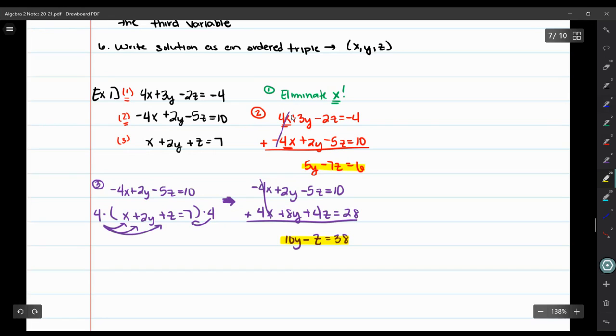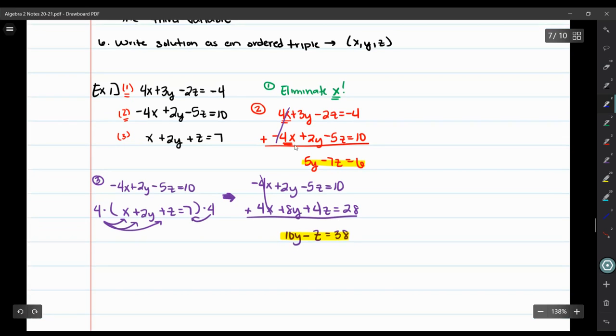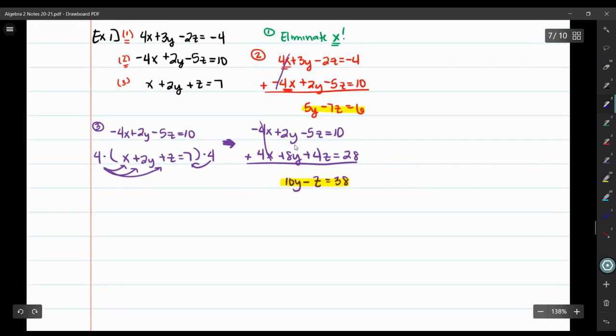Okay, so now we are on to step 4. Step 4 says take the results from step 2 and step 3. So here's step 4. I'm going to take this result here and this result here and make our own system from it. So my red equation from step 2 is 5y minus 7z equals 6. And the equation from step 3 was purple: 10y minus z equals 38.